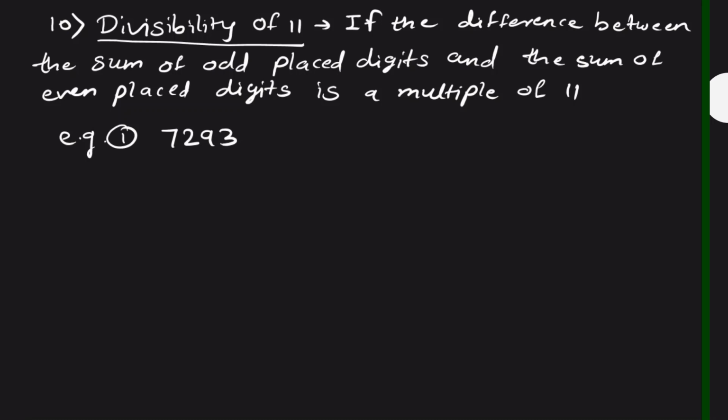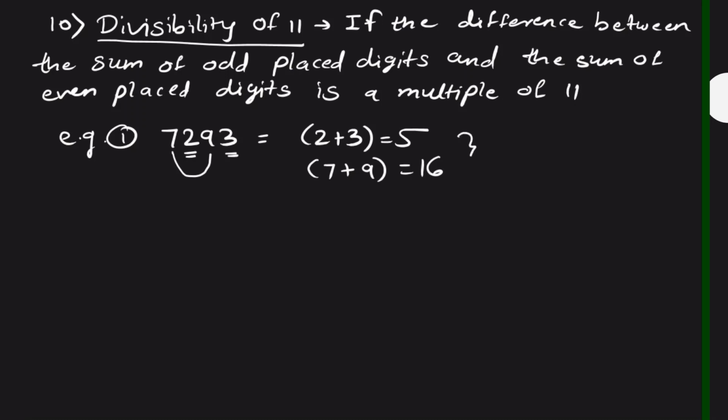7,293. In this example, the odd placed digits mean first place and third place. So it is 3 and 2. If we add 2 and 3, we get 5. The even placed digits are 9 and 7. When we add 7 and 9, we get 16, and the difference between 5 and 16 is 11, and 11 is a multiple of 11. That's why this whole number 7293 is divisible by 11.